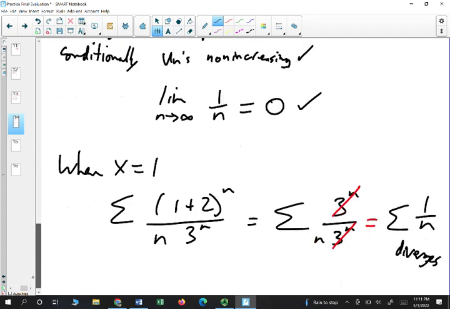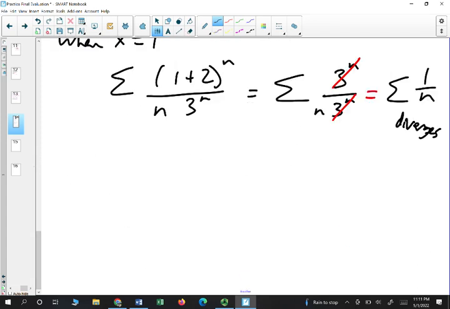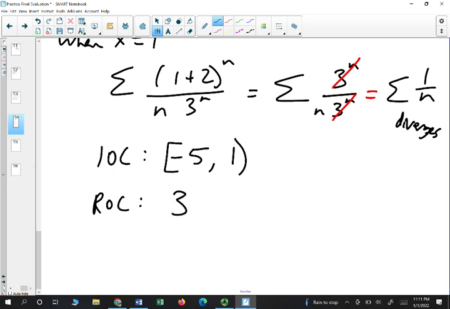Okay, so therefore we can write our interval of convergence. It will be negative 5 to 1. Include the negative 5, don't include the 1. And then our radius of convergence: negative 5 to 1 would be a distance of 6. That's like a diameter. Take half of that distance, so our radius of convergence is 3.